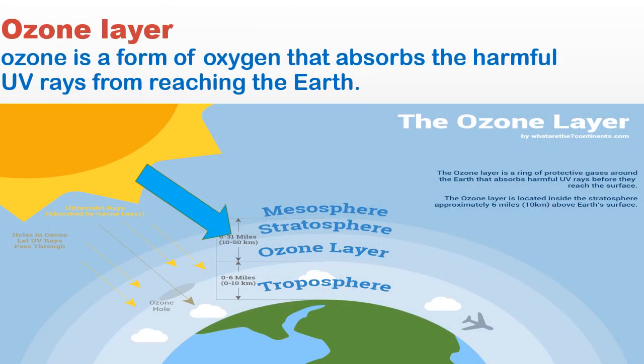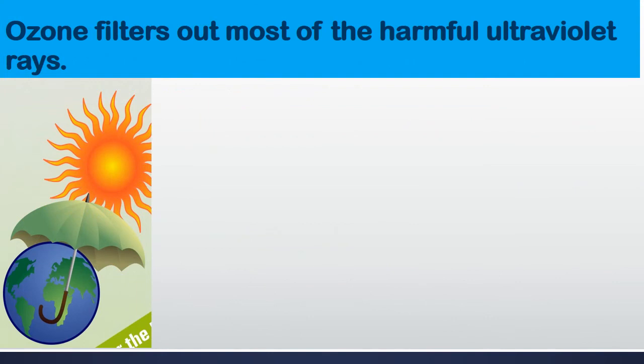Ozone layer acts as a natural sunscreen because it absorbs the harmful UV rays from reaching the earth's surface. Ozone filters out most of the harmful UV rays from reaching the earth's surface. Ozone acts as a protective umbrella over the surface of the earth.